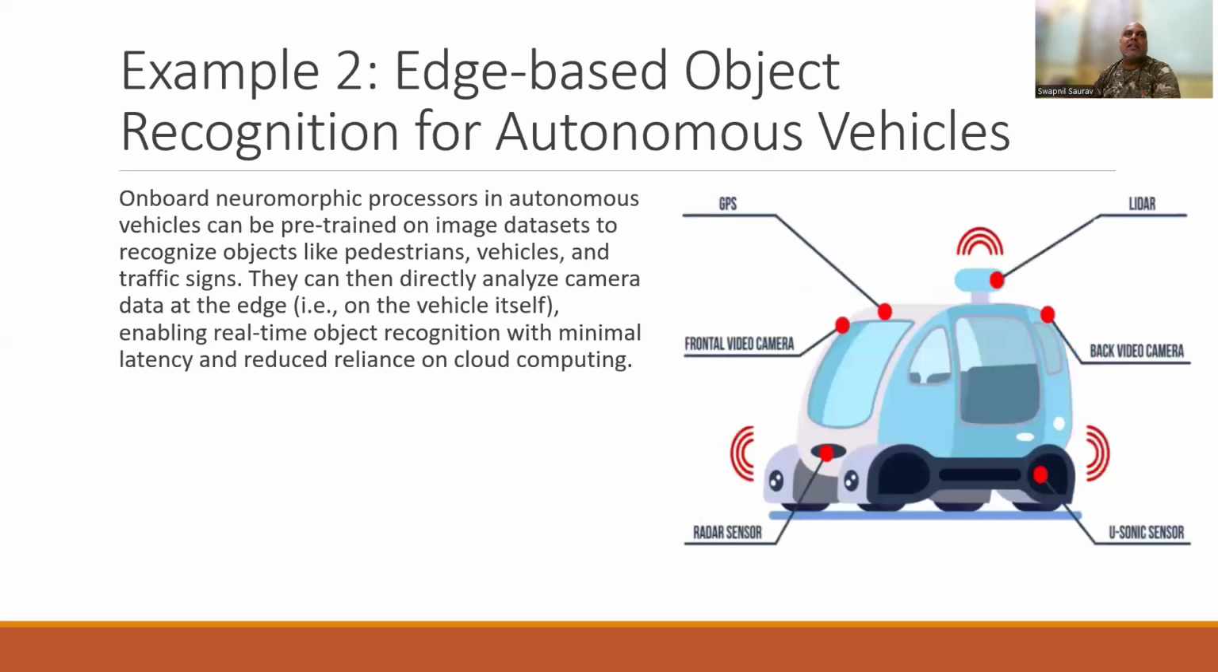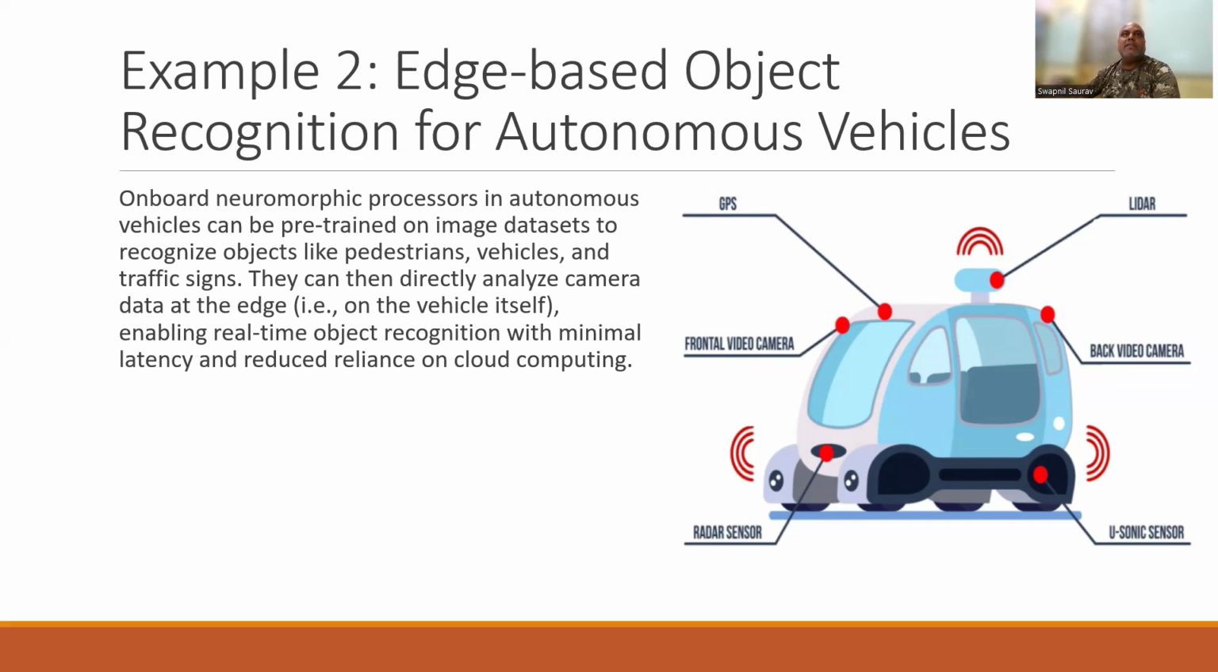Let's look at another example. One of the critical challenges for autonomous vehicles, AVs, is real-time object recognition in their surroundings. Traditional methods rely on powerful processors in the vehicle, but these can be bulky, energy-consuming, and create latency issues. Neuromorphic computing offers a potential solution for faster, more efficient object recognition at the edge, directly on the vehicle itself.